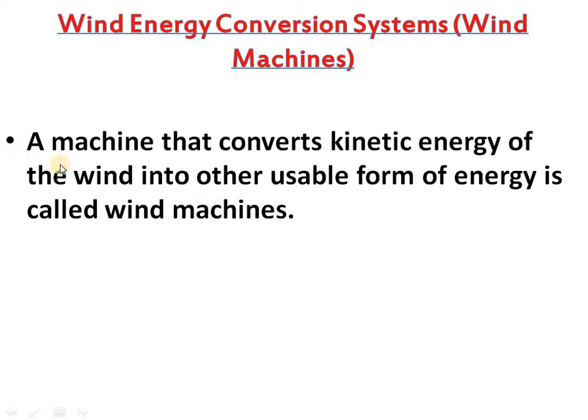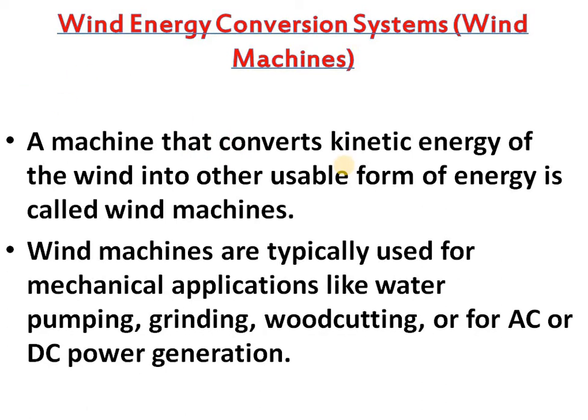And what is a wind energy conversion system, or WECS? You can define it. It's a machine that converts kinetic energy of the wind into other useful form of energy. Okay, it can be any other useful form of energy. So it's a system which converts. So formally we can define a wind energy conversion system like this. And wind machines are typically used for mechanical applications like water pumping, grinding, wood cutting, or for AC or DC power generation. So many applications we can meet with the windmills or wind machines.